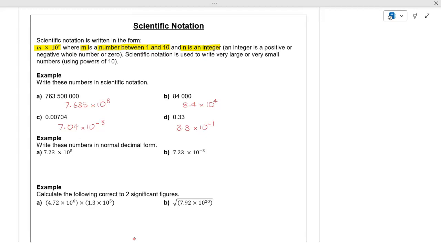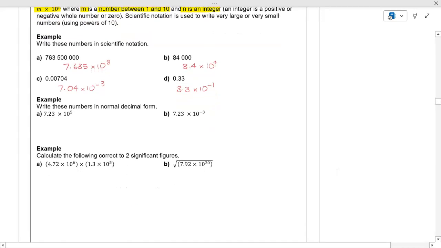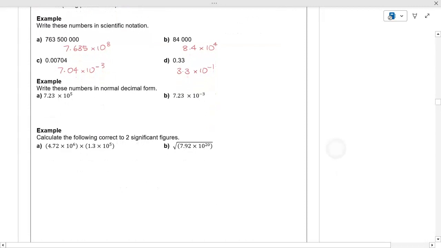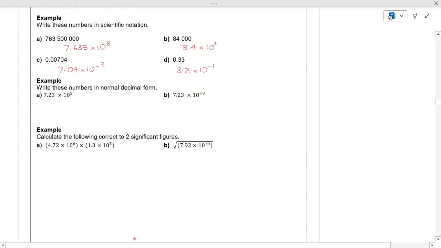So just be mindful: if it is a positive power, it means it's a large number. If it's a negative power, it's going to be a small number. Now, writing these numbers in normal decimal form means we're going from scientific notation into whole numbers. If I have 7.23 times 10 to the 5, that means I've moved my decimal point 5 places in. If I move it 5 places back out, I would go 1, 2, and then 3, 4, 5. So I need 3 zeros after my numbers that are not 0.